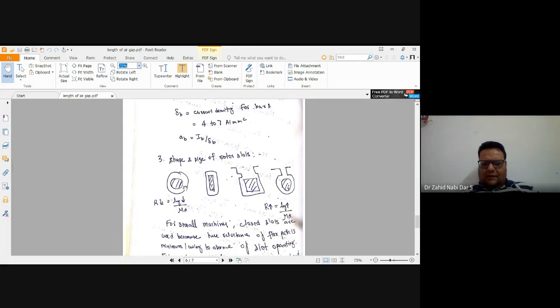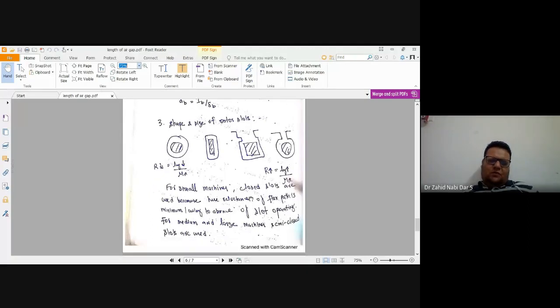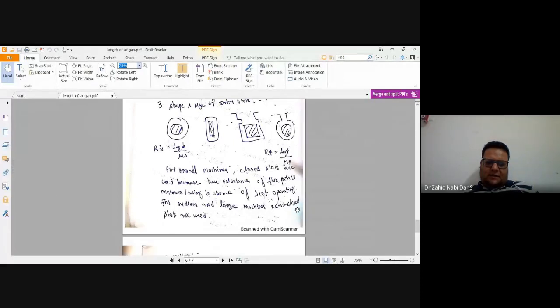One shape you are seeing is the circular, cylindrical shape, and one more shape. For small machines, less than 10 kilowatt, closed slots are used, because here the reluctance of the flux path is minimum owing to the absence of slot opening. For medium or large machines, see, this is for small machines.